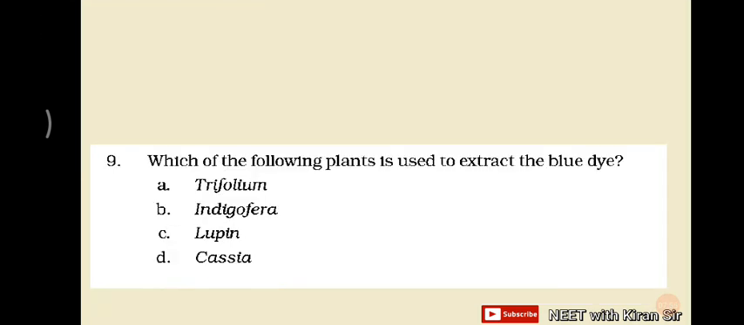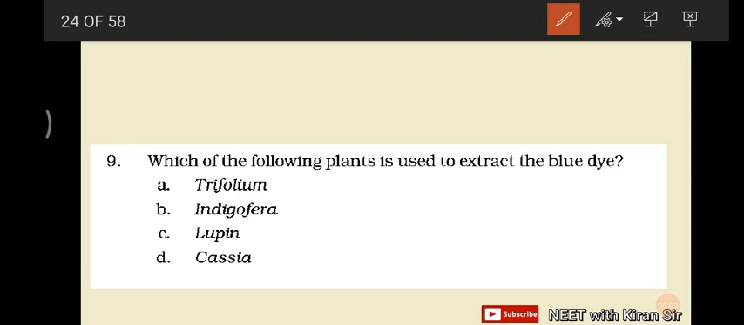Next one. Which of the following is a plant used to extract blue dye? When I say blue dye, it is a plant called Indigofera, belonging to the family Fabaceae. That is option B, Indigofera.